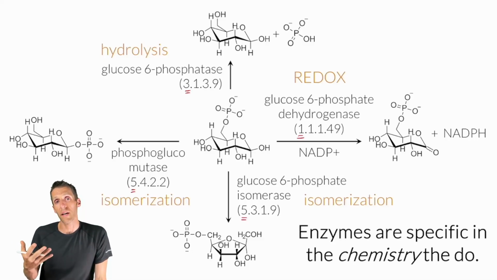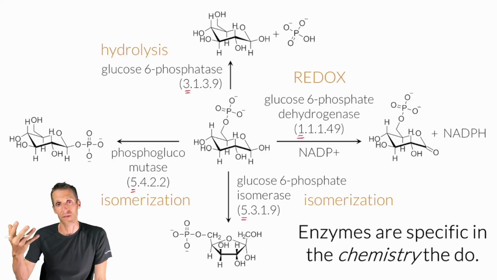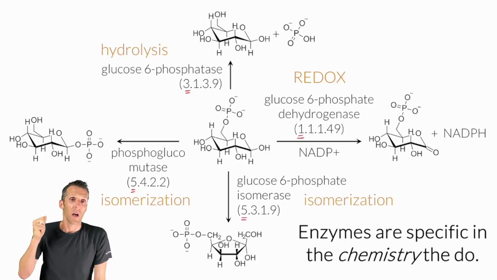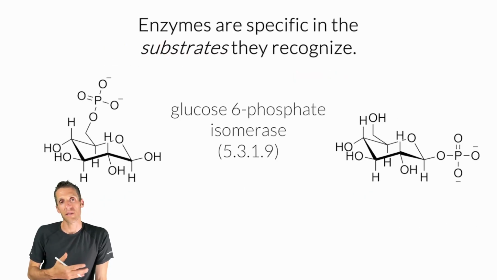And the basic idea is that because of how the active sites on enzymes are arranged, an enzyme that does redox chemistry is not one that can do isomerization, or an enzyme that does hydrolysis is one that can't do redox, right? So enzymes are specific in the sorts of chemistry that they can catalyze. So that's one level of specificity. But the second specificity is they're specific in the substrate that they recognize.